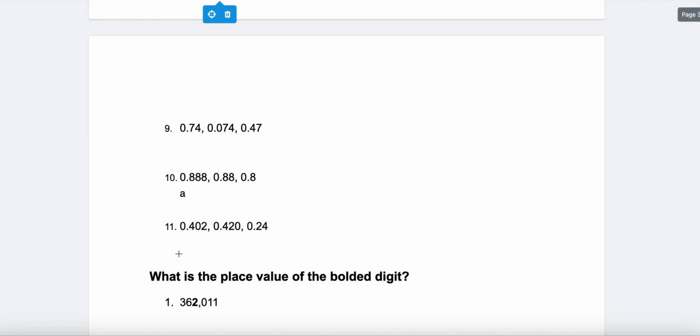For number 10, I give you 30 seconds to try solving it. The least would be 0.8 because that's technically 0.800, right? And then 0.88 and then 0.888. Okay.